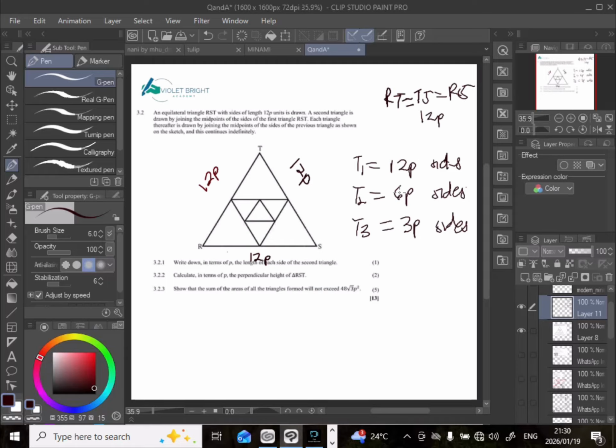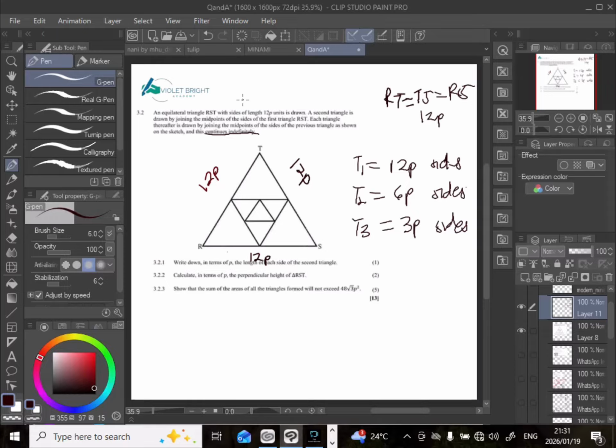It's 12 divided by 2, it's 6. 6 divided by 2 is 3. Then 3 divided by 2 will be equal to 3 over 2. So basically we just divide to get the next thing. Ne? So each triangle is therefore drawn by joining the midpoints of the previous triangle as shown, and it continues. Which means it's infinite now. We don't have a particular end point of this series or pattern, hence it's an infinite pattern.